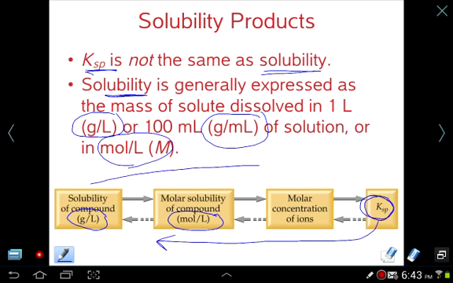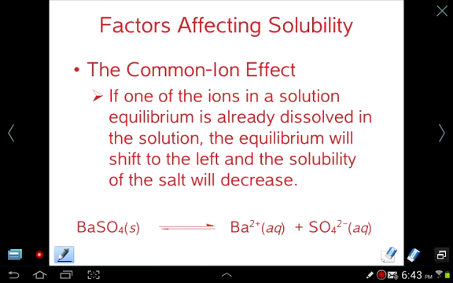So solubility and KSP are related, and we will take a look at some of this relationship in a little more detail. Now let's mention something called the common ion effect, and these are some factors that will affect the solubility of ionic compounds. In fact, even though barium sulfate, the one we began with, is not very soluble in water, it's a solid, we can actually get all of it to dissolve in the water if we wanted to. And this has to do with the common ion effect.